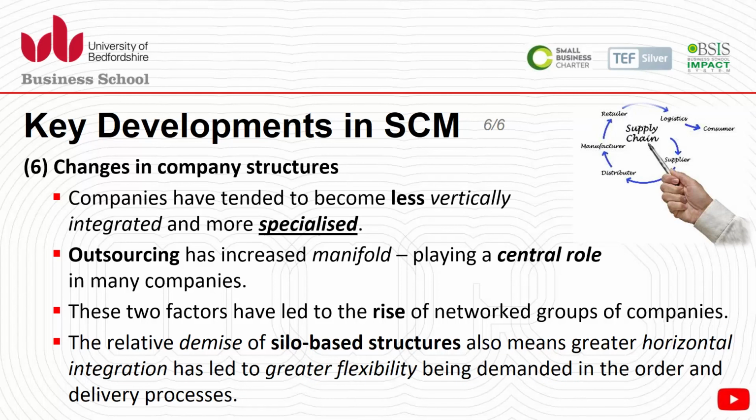There are other factors that led to the rise of network groups of companies, and the relative demise of silo-based structures also means greater horizontal integration, which has led to greater flexibility demanded in order and delivery processes. So that's excellent with the development we are getting with technology in place and the just-in-time inventory system. Again, we have to make sure that the processes, the structure of the organization, and the overall company structure have been revived, and this is evolving continuously with a better approach for bringing more productivity and efficiency.